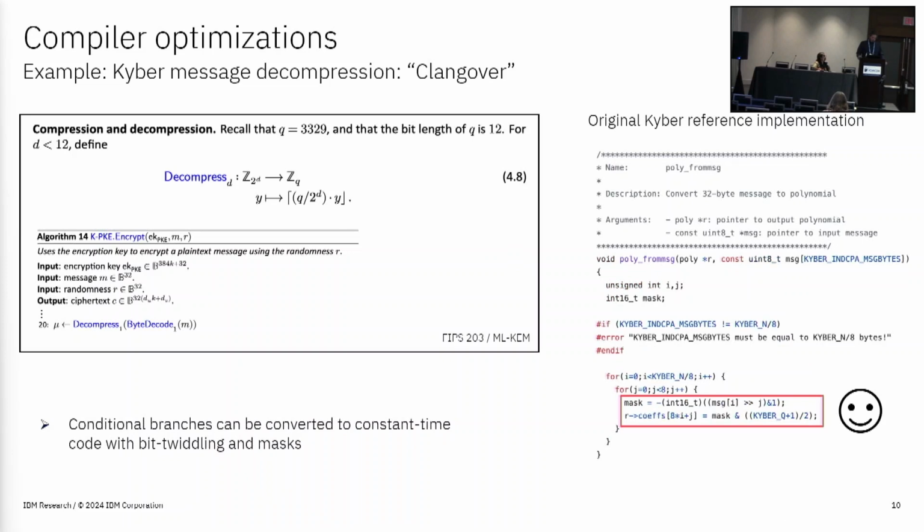So what the reference implementation of Kyber actually did instead was use some bit twiddling tricks. What it does here is shift the message bit to the right, mask it with 1, and then take the negative. So you basically have all 1s if it's a 1, and all 0s if it's a 0, and then you can apply this as a mask to (q+1)/2. So that's only logical operations, which are fine. You don't have a conditional branch.